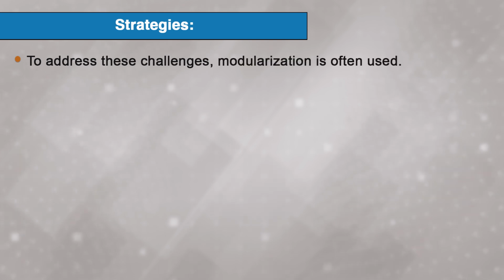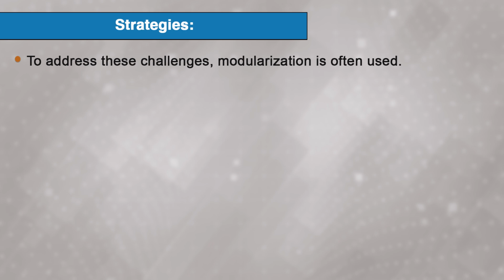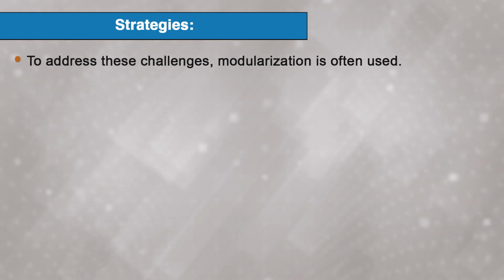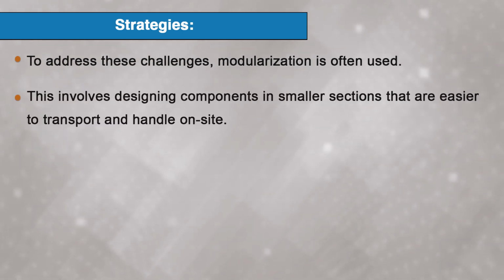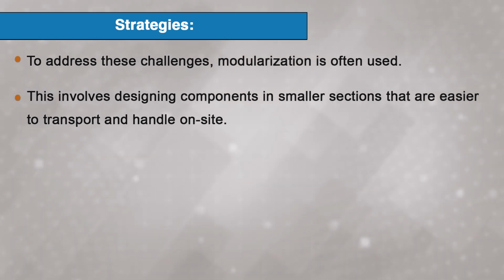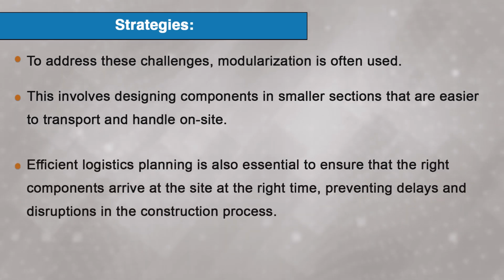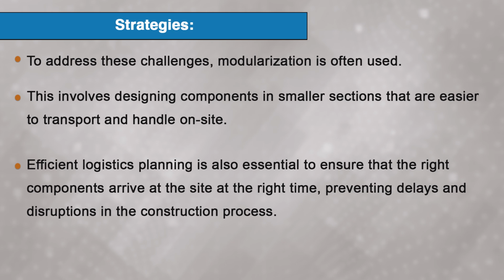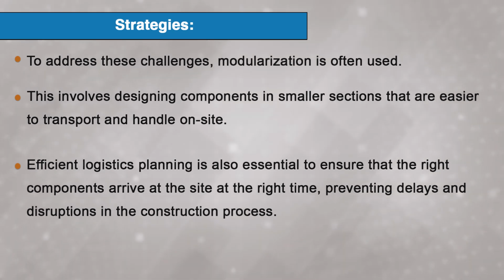Moving on to the strategies in the part of transportation and handling. To address these challenges, modularization is often used. This involves designing components in smaller sections that are easier to transport and handle on site. Efficient logistics planning is also essential to ensure that the right components arrive at the site at the right time, preventing delays and disruption in the construction process.